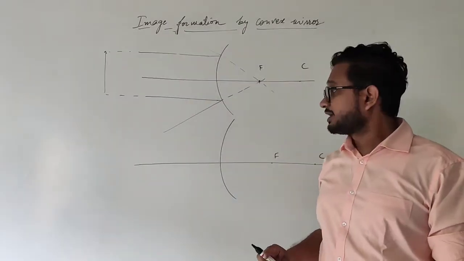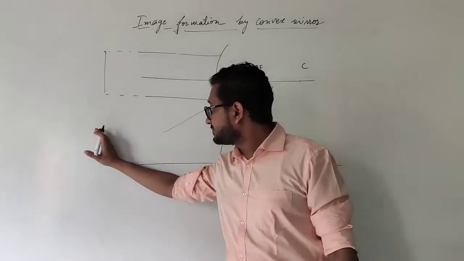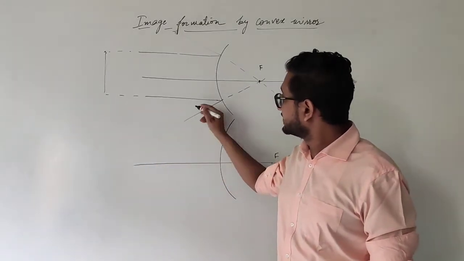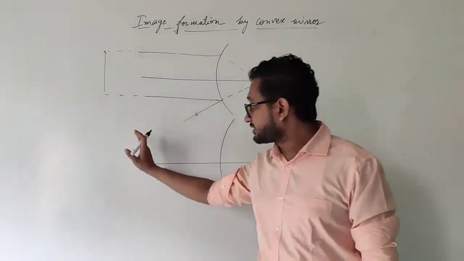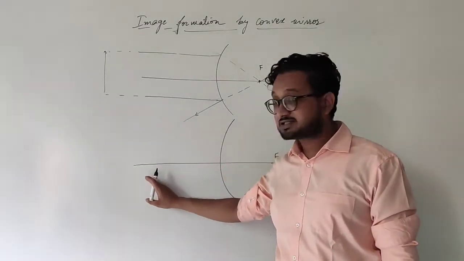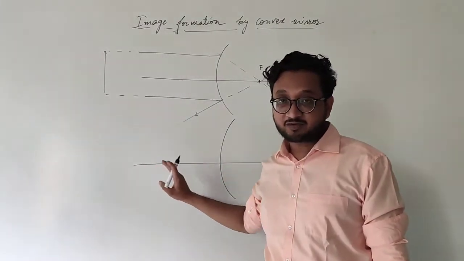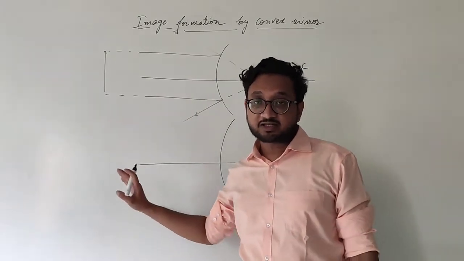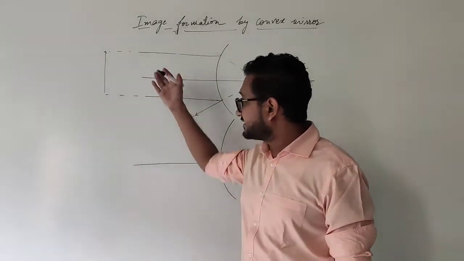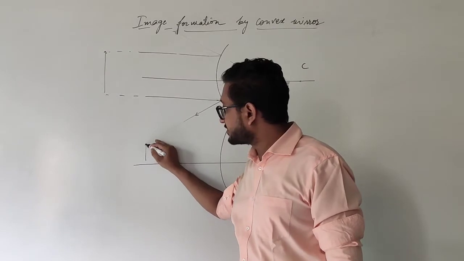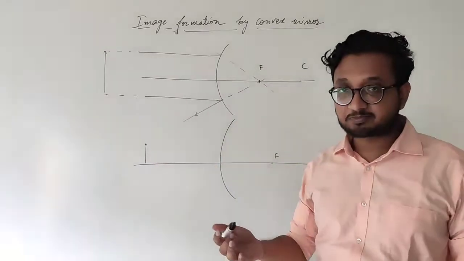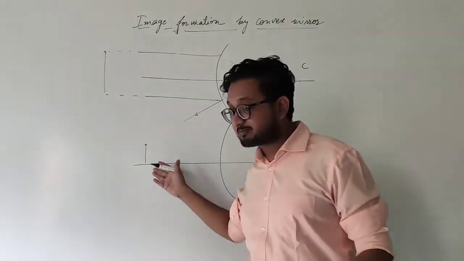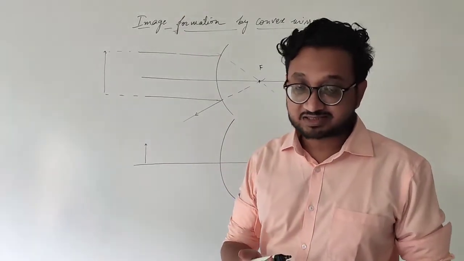Now the next case is when you bring the object in front of the mirror. In this particular case, we don't have between F and C or beyond C, so you cannot keep the object there. There is always at infinity or somewhere in front of the mirror. You can either keep the object here, here or here. It doesn't matter because you don't have any specific point to determine where the object is kept.